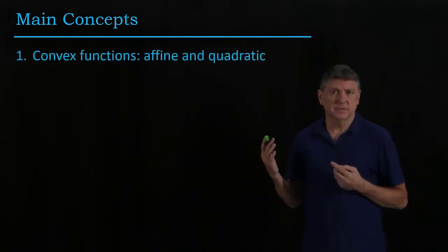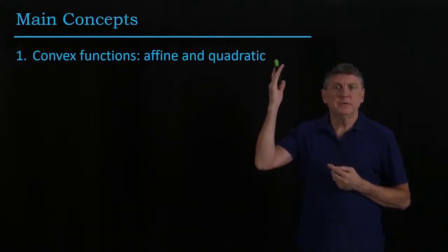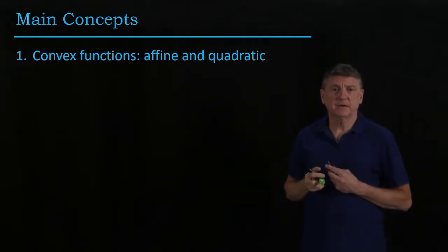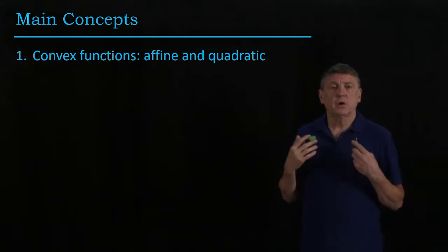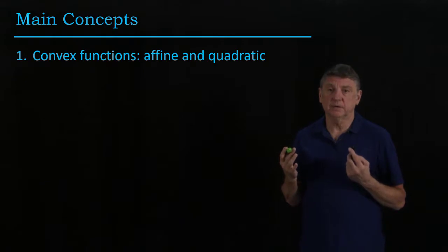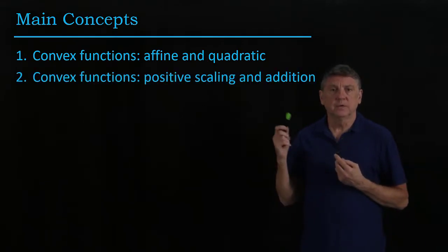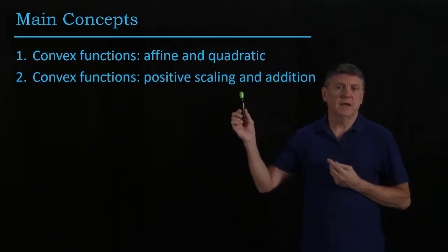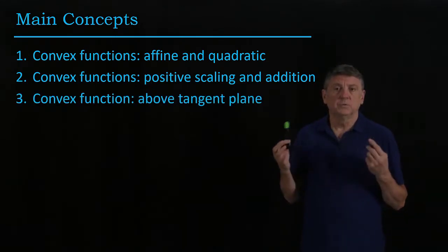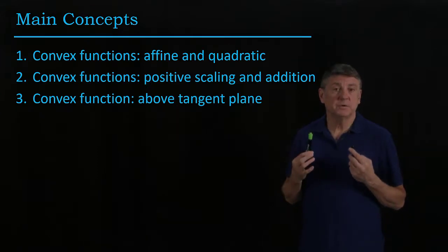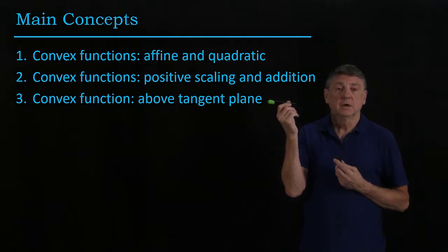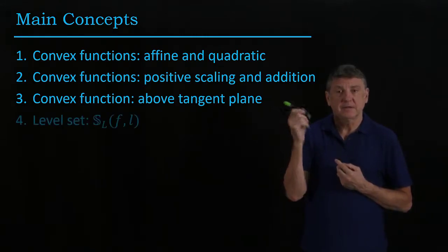The main concepts for this lecture are convexity. We'll begin with what is a convex function, and we'll concentrate on affine and quadratic functions, which are like the one forms and quadratic forms that we were exploring earlier in this course. We'll then take a quick look at what positive scaling and addition of convex functions looks like. We'll observe that a convex function is always above its tangent plane, so this is the gradient inequality from scalar land extended into vector land.